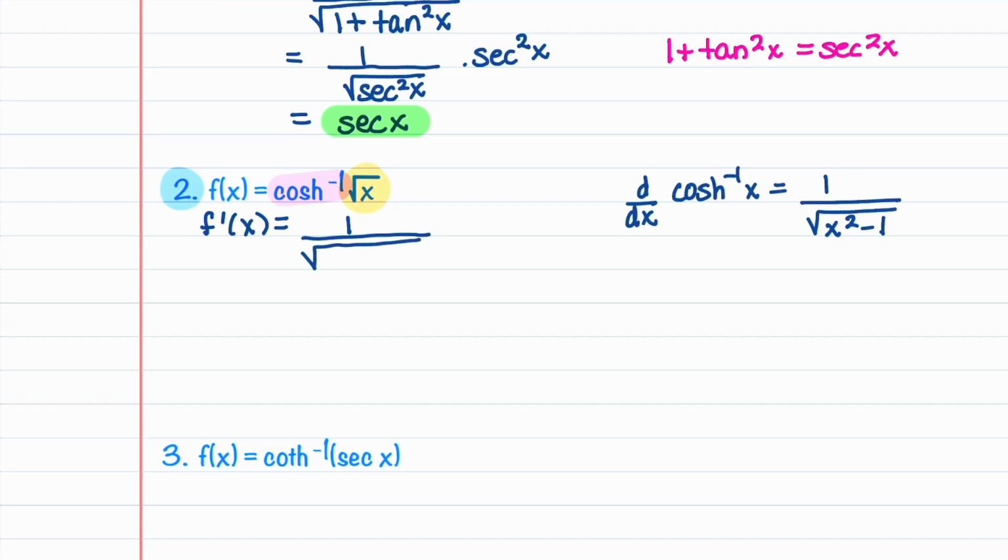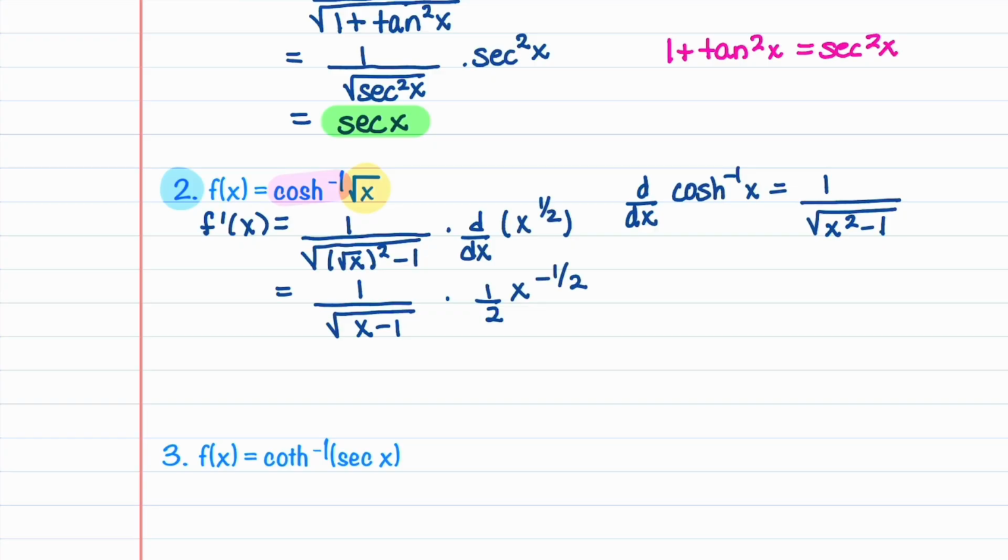Our x is now root x, so we have the square root of the quantity square root of x squared minus 1 times the derivative of root x. So let's just write this as the derivative with respect to x, and we'll write root x as x to the 1/2. Our denominator is the square root of x squared, so that's just an x. So we have the square root of x minus 1. Now we can take the derivative of x to the 1/2. This is 1/2 x to the minus 1/2.